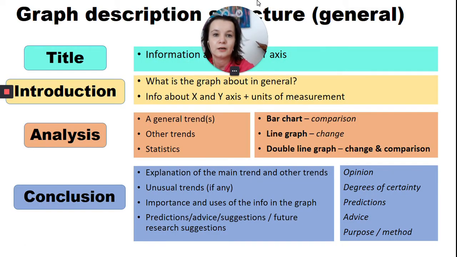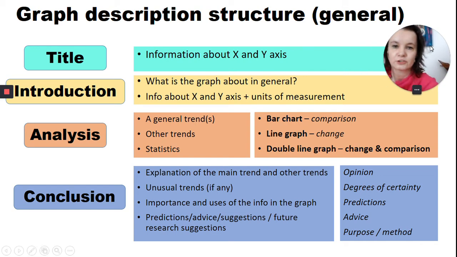All right, so here is the general graph description structure that we in LANC 2146 stick to. Now, of course, it will be a little bit different in a bar chart description compared to a double line graph description. But in general, this is the structure we stick to. So there should be a title that has information about X and Y axis. I suggest you take a look at the samples we have available for you, and highlight the information and see where is what.